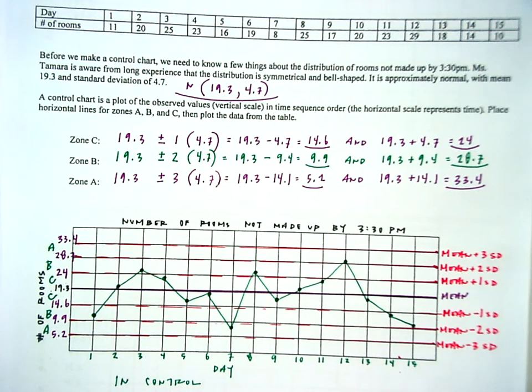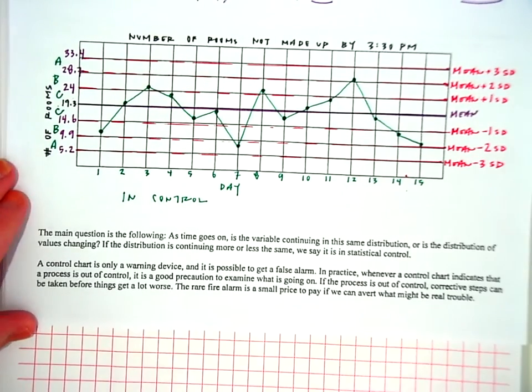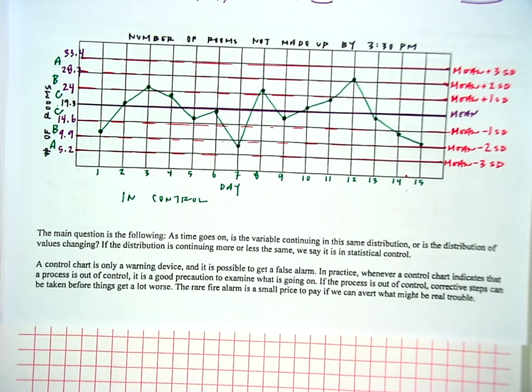All right, so moving on. The main question is the following. As time goes on, is the variable continuing in the same distribution, or is the distribution of values changing? If the distribution is continuing more or less the same, we say that it's in statistical control. A control chart is really meant to be a warning device. It's possible to get a false alarm.